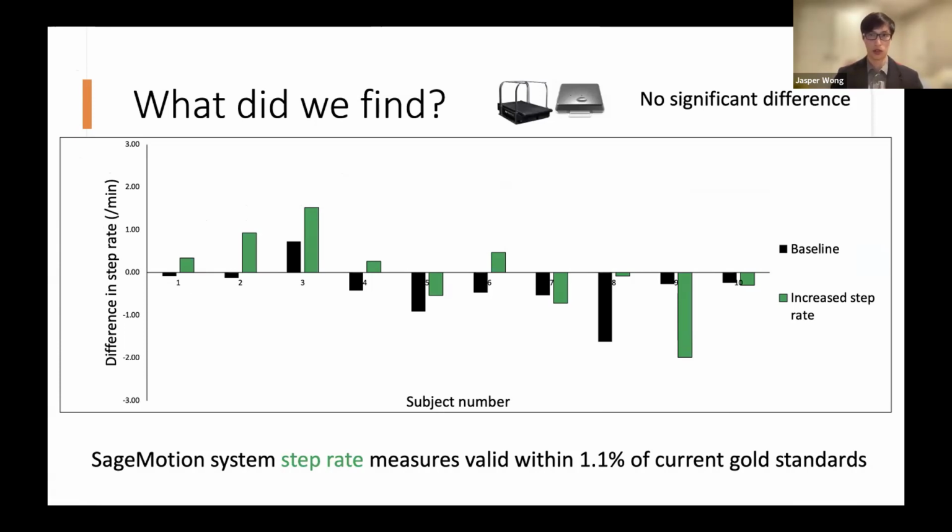So although it does look like there were some large differences during some of the runs, the scale is actually quite small. The actual difference between the two systems would have been anywhere between 0 to 2 steps per minute. A t-test showed that there were no significant differences. So we concluded that the Sage Motion system was valid within 1.1% of current gold standards for step rate measures.